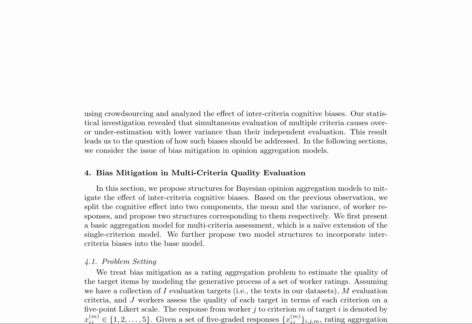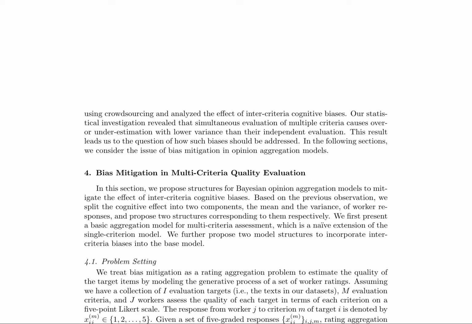To address this issue, the authors propose two structures for Bayesian opinion aggregation models designed to mitigate inter-criteria cognitive biases. They decompose the cognitive effect into two components: the mean and variance of worker responses. The first model structure corresponds to the mean component, while the second structure corresponds to the variance component.